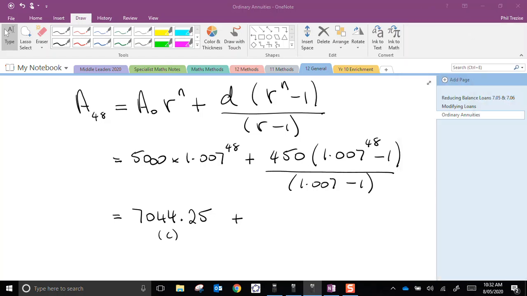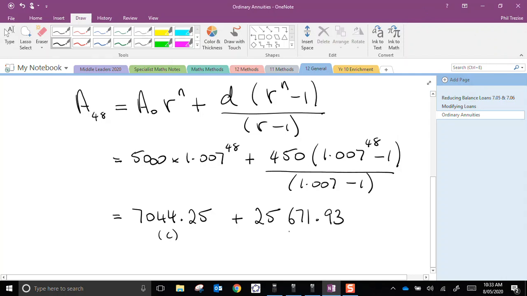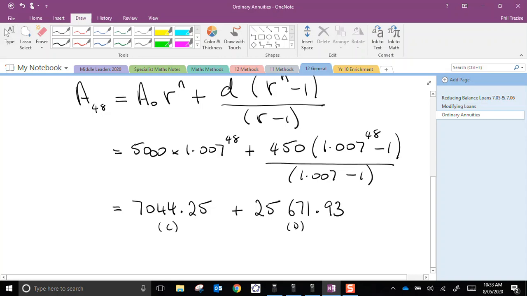There we are. So I'll just pop that over to the side and I'll write that down. It was $25,671.93. And I stored that in D.